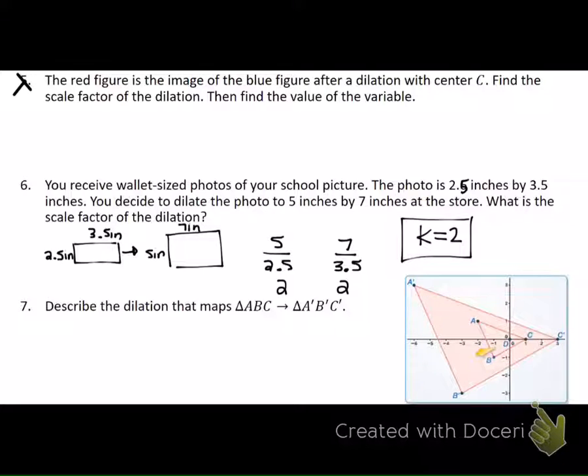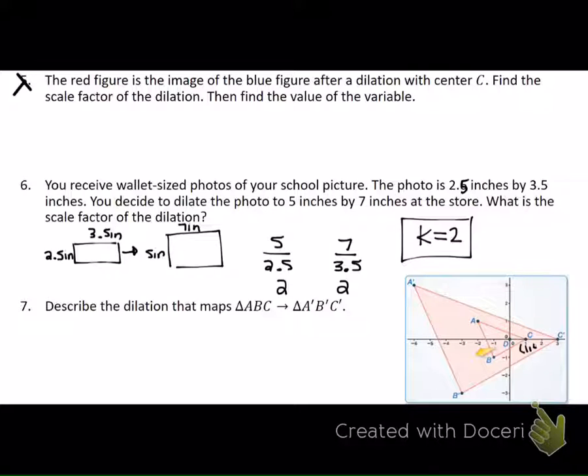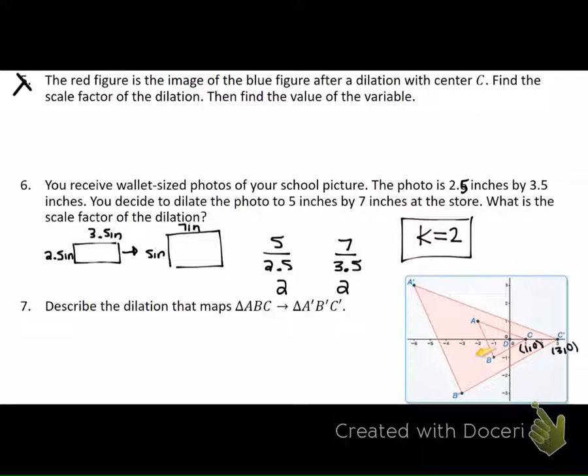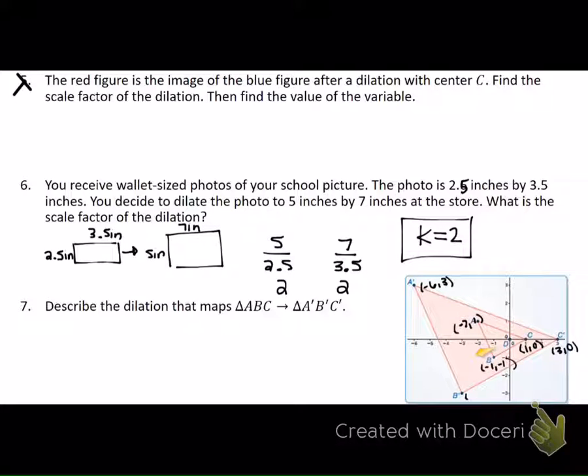So it says, describe the dilation that maps triangle ABC to triangle A prime, B prime, C prime. So first of all, before we do this, is this an enlargement or a reduction if it's going this way? It's an enlargement. So what I would do is I would get some of the points to figure out what's happening here. So this is 1, 0. This is 3, 0. This is negative 2, 1. And negative 6, 3. And this one is negative 1, and that one is negative 3, negative 3.